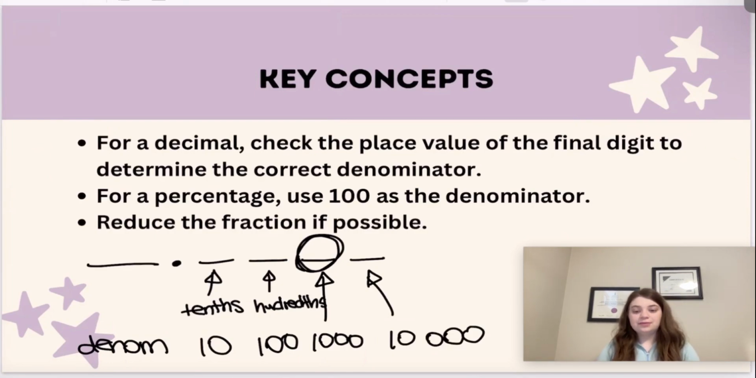In general, our denominators will just stick to these four, but if we do end up with even more places after, we just continue to follow this pattern by adding another zero to our original number. Then for a percentage, we use 100 as the denominator. So we take the percent sign away and put the number over 100 instead. The last thing I want to mention is it's important to reduce the fraction if possible. Sometimes we'll be able to reduce the fraction, other times we won't. I'll get into more detail on how to reduce the fraction when we get to it.